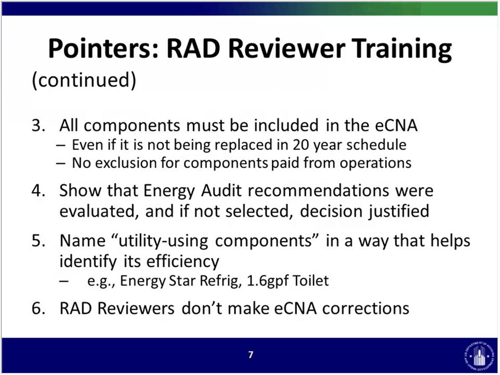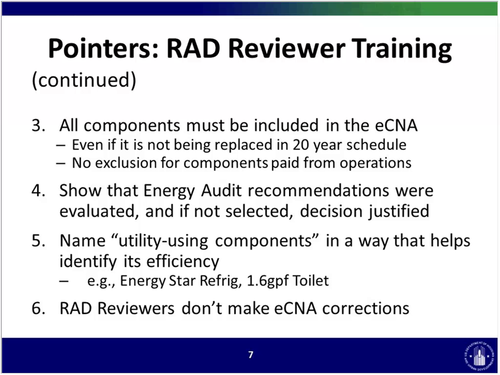Also, like the RPCA tool before it, the eCNA tool wants all components of the property to be included in the analysis. So even if you're not replacing an item in the next 20 years, that doesn't mean that it doesn't need to be included on the tool. For example, if you just replace the roofs at your property and you put in a 25-year guaranteed roof, you still need to list the roof, and you need to still list when it was installed and all of those various items. There's no exclusion from that.